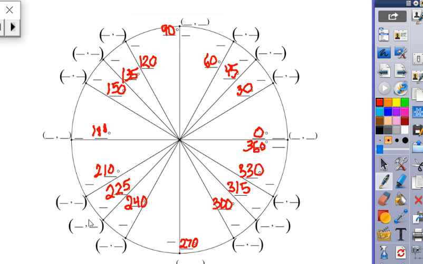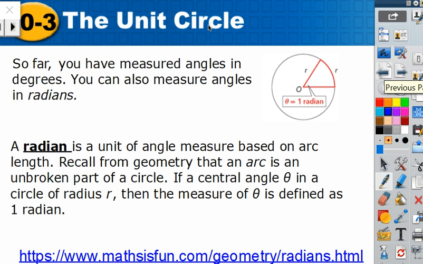Now continuing on with the unit circle, we have all the degrees labeled. We have to move on to radians. So you may or may not know what a radian is, so I'm going to take a minute to explain that. A radian is a different way of measuring.